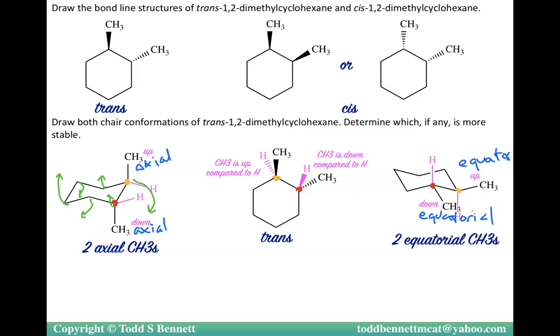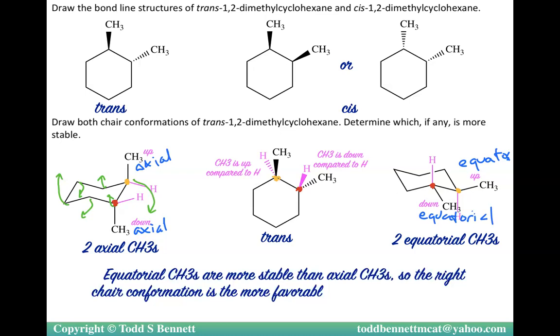Well, from what we just learned, axial and equatorial differ by about 7.44 kilojoules per mole. We're talking about CH3s. So this thing's probably in the neighborhood of 15 kcals per mole better than this structure. So you're probably looking at a maybe 99.5 to 0.5 ratio, something of that nature. Equatorial more stable than axial, so the right chair conformation is a more favorable one by a pretty good amount.